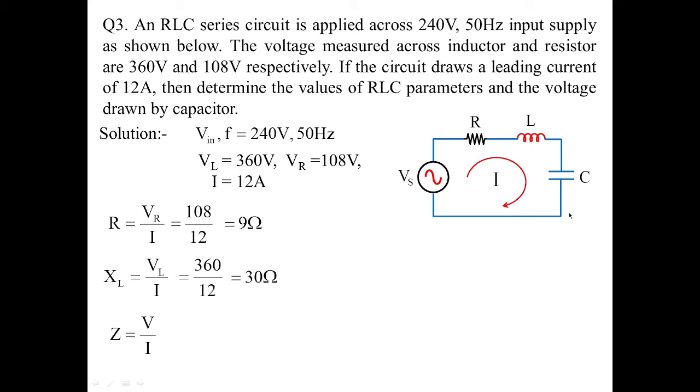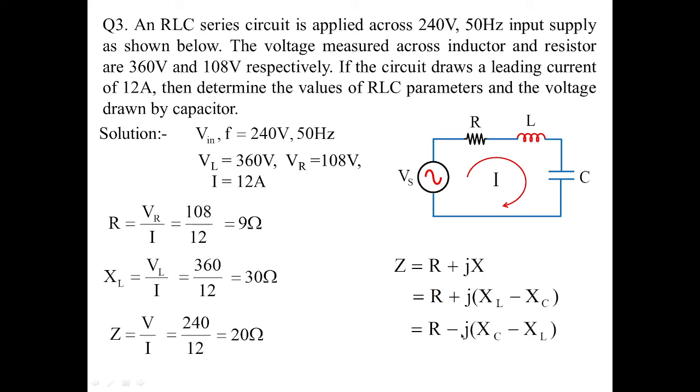And the impedance of this circuit is given by V by I. So 240 by 12, which is equal to 20 ohms. So you can see the total impedance of the circuit is obtained to be 20 ohms. Okay. We know that Z is equal to R plus jX, and when the inductor is dominating, the formula is j(XL minus XC). But here it is stated that the current drawn is leading. Since the current drawn is leading, I have to change this formula as R minus j(XC minus XL).